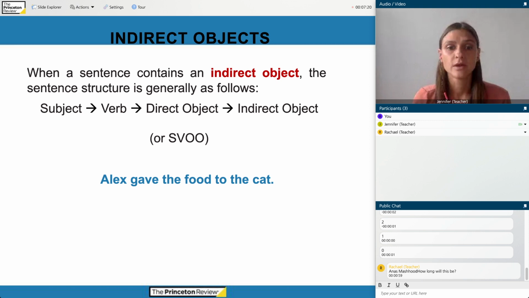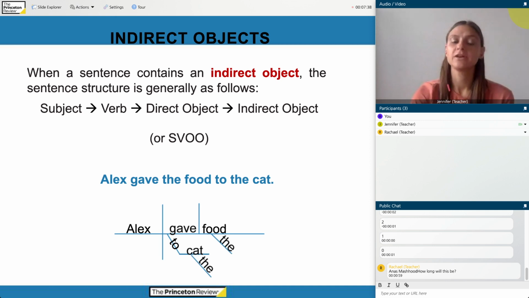So here's our example. We're back to Alex feeding the cat again. So now Alex gave the food to the cat. We're pretty much saying the same thing as the original sample sentence, right? Alex fed the cat. Now we're just using different words to say the same thing. So Alex gave food to the cat.